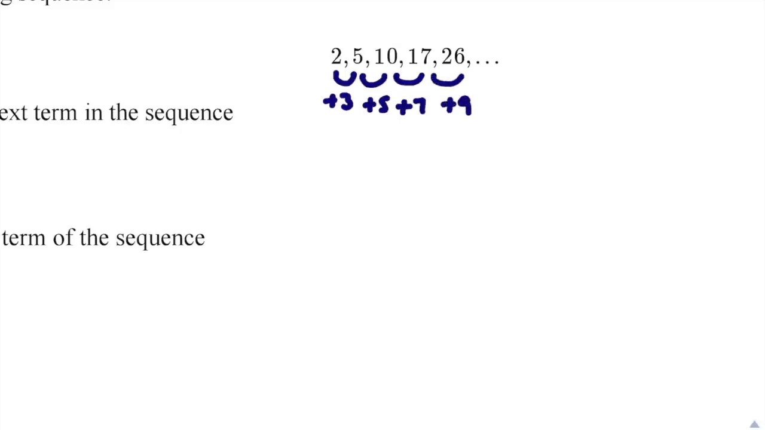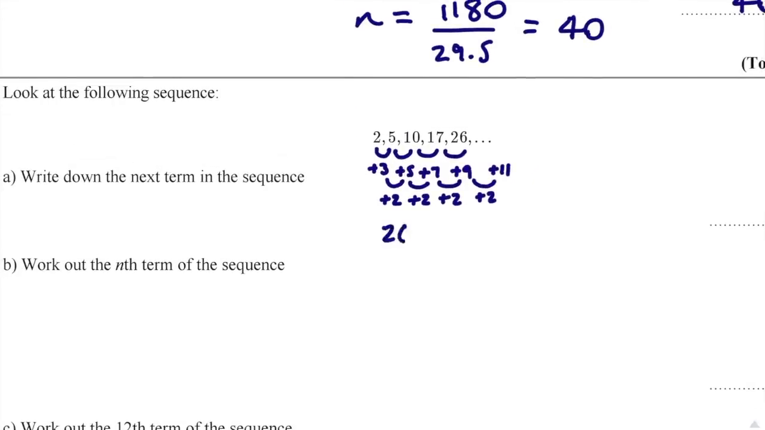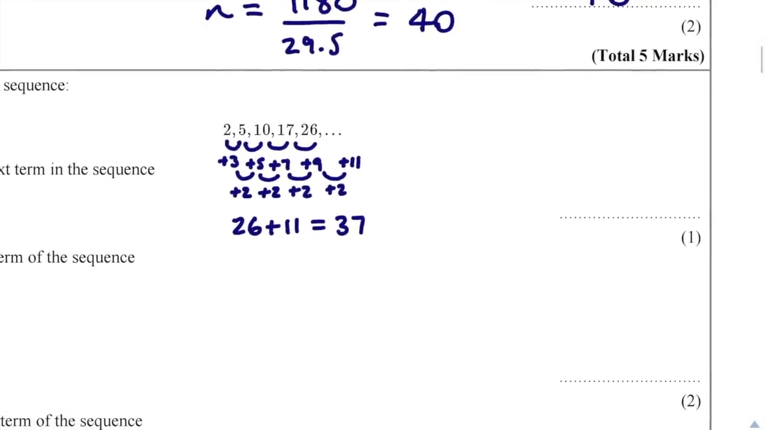Now, what's going to happen here is we've actually got a second difference between the first difference, because each of these terms are going up by 2. So what that means is the next term of the first difference is also going to go up by 2. So we're going to add 11. So that means we're going to have to add 11 to 26 to get the next term in the sequence. So we're going to do 26 plus 11, which is 37. And that is the next term in the sequence.